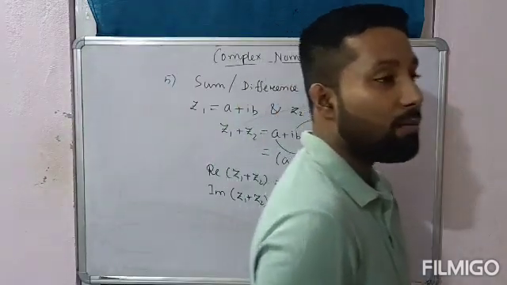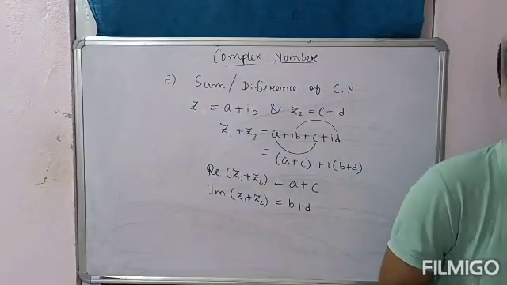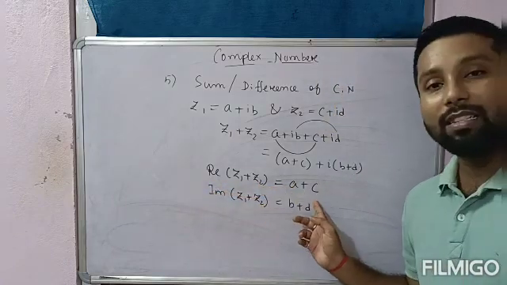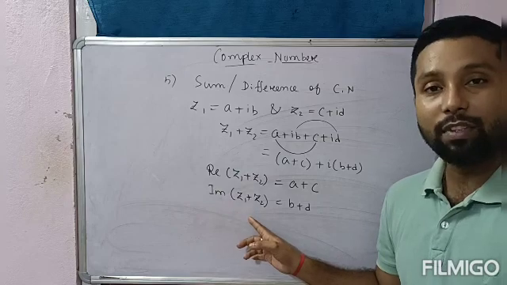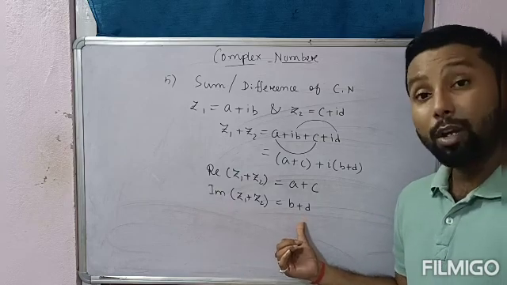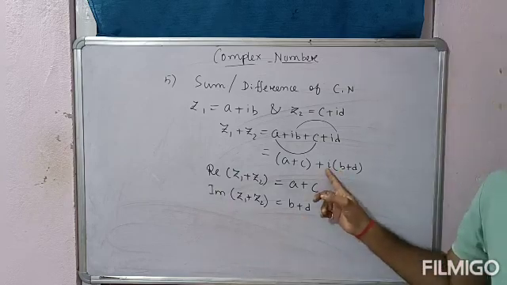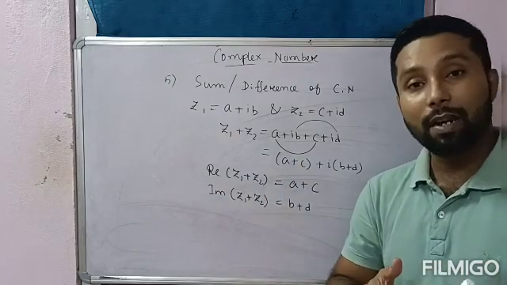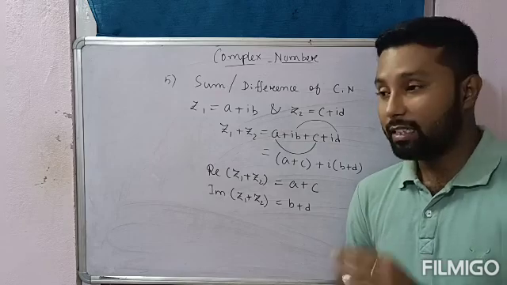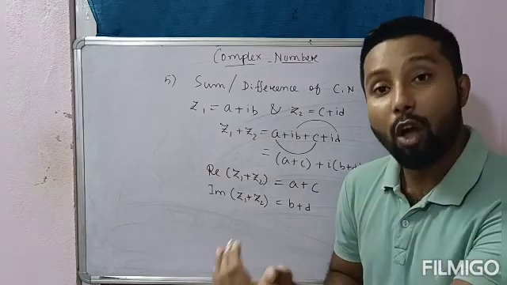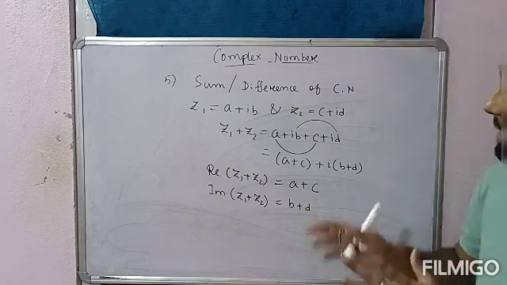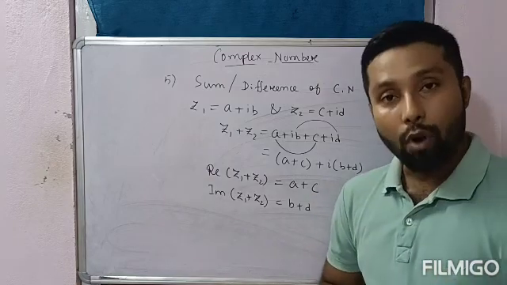Okay, so the sum of two complex numbers is always a complex number. So the real part of this summation is a plus c, whereas the imaginary part of the summation is b plus d, because the coefficient of b plus d is i. So that means we can say that b plus d is the imaginary part. और real part क्या होता है? The term, the number which is free from i, that number is called real number. Okay, so this is all about the sum of two complex numbers.